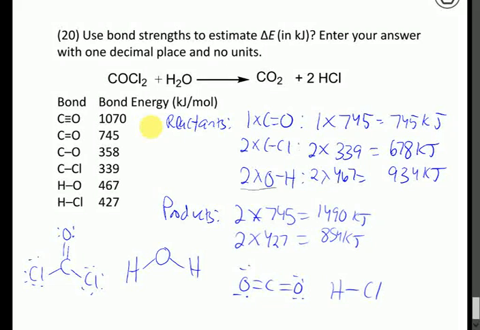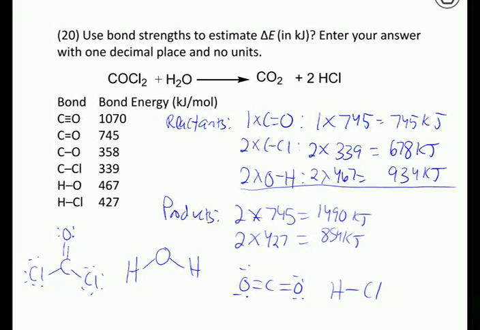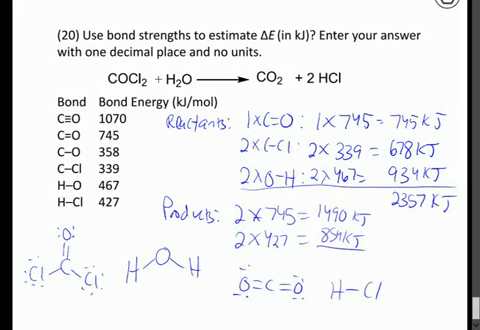So for each of these reactant and product sets, we're going to sum them up. So we add these 3 numbers here, 745, 678, 934, and we get 2357 kilojoules, assuming I did my math right. We add the sum of the bonds on the product side, which is, again, 2 CO double bonds, and 2 HCl bonds. And we get 2341. Or sorry, 44. Can't read my own writing sometimes.